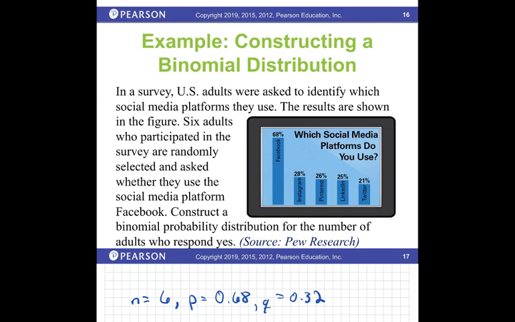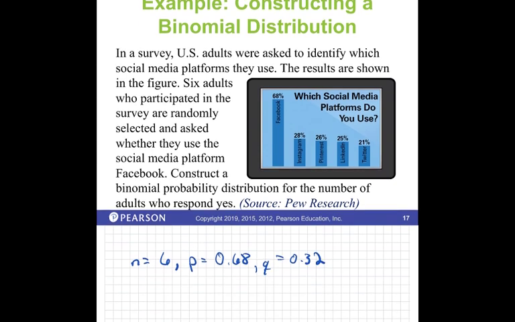And then X can take on the form of what? 0 through 6. So the possible outcomes, we could either have 0 people say yes, or 1 person could say yes, or 2. Notice that each trial, each person can either say a yes or no, and it's independent of the next person, right? So X is going to be the number of successful trials. We could have 0 people say yes, or 1, or 2, or 3, or 4, or 5, or 6.